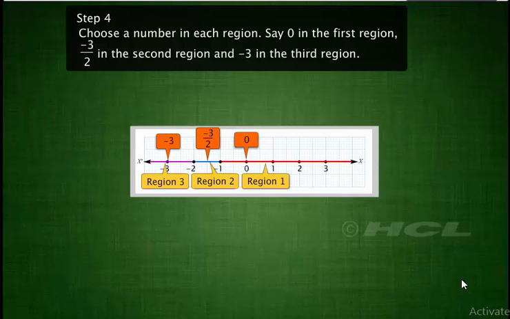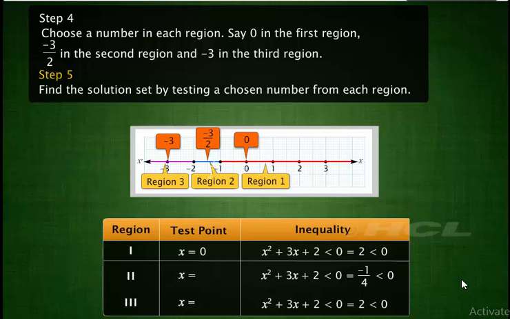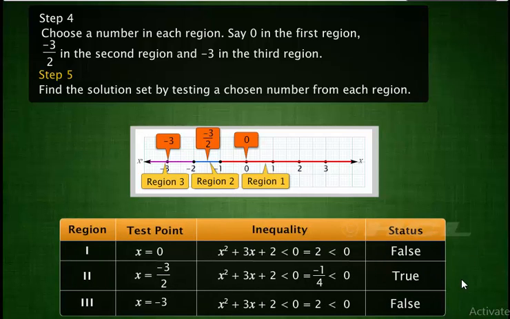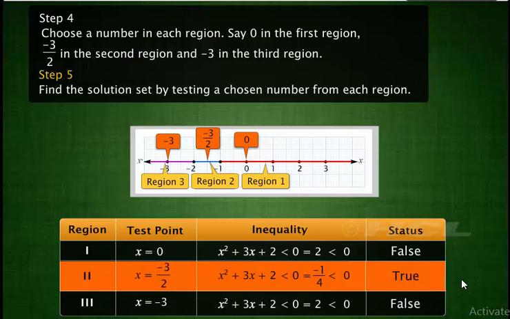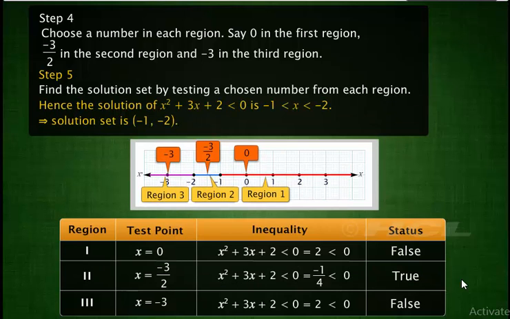Next, test whether these selected points satisfy the given quadratic inequality or not. If the result is true, then that region is a solution set for the given inequality. Note that the point from the second region satisfies the inequality. As a result, the second region is the solution region of the given quadratic inequality. Hence, the solution set is the open interval -2, -1.